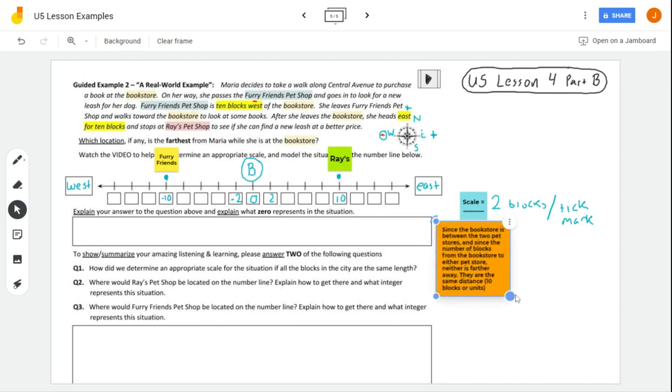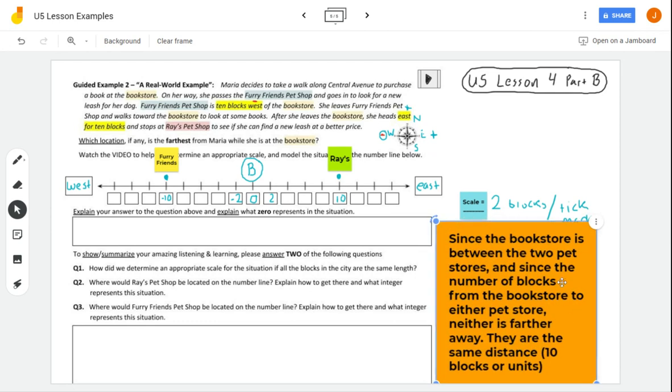And so what I would write in this box is that since the bookstore is between the two pet stores, and since the number of blocks, sorry, I didn't type it all, is the same from the bookstore to either pet store, neither is farther away. They're the same distance, 10 blocks or units. And so you can write some version of that in your box or type it in.